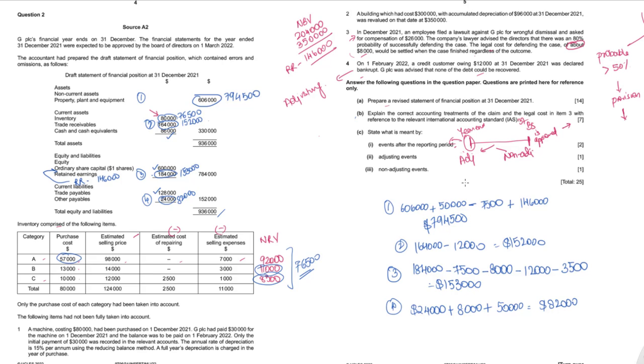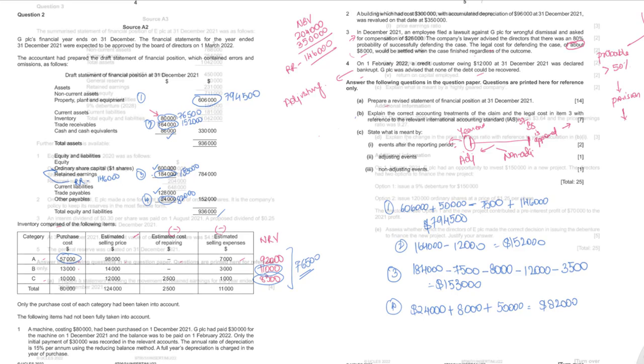Non-adjusting events are completely new events. The conditions that these events have created were not existing on the balance sheet date. Hence, these are not adjusted in the financial statements, and these are called non-adjusting events.